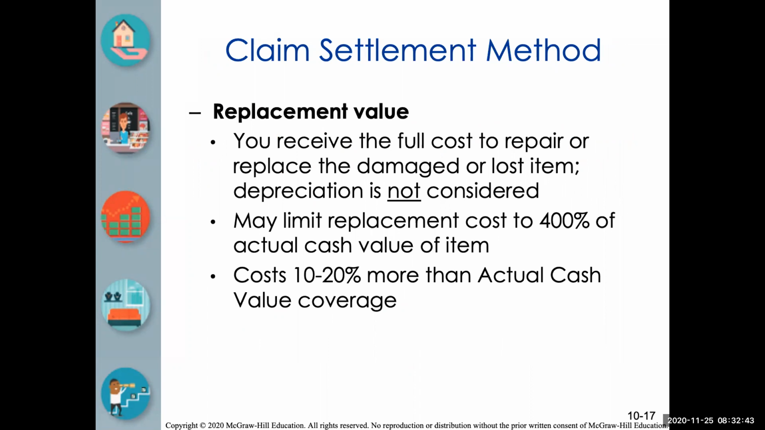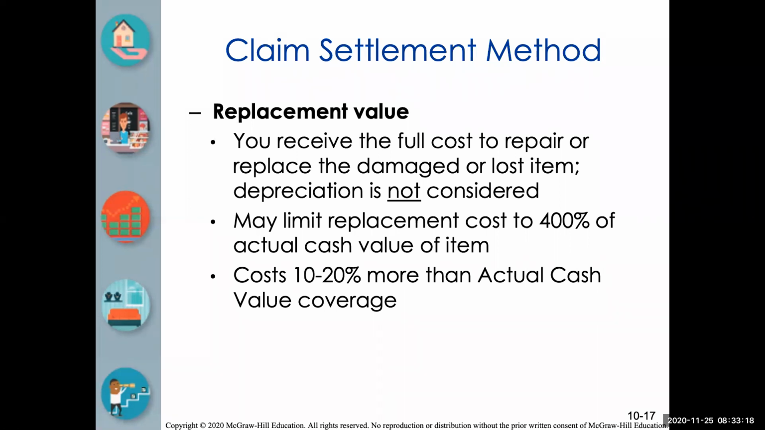And there could be some limitations on what the replacement cost looks like. In this example, it just says it could limit the replacement cost of the item to 400% of the actual cash value. So they relate their limits to a depreciation accounted for settlement method. But replacement value policies on average tend to be about 10 to 20% more costly than actual cash value coverage.